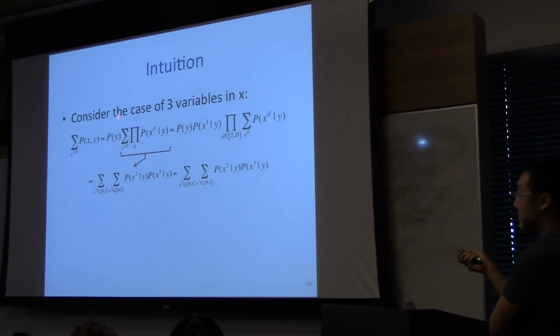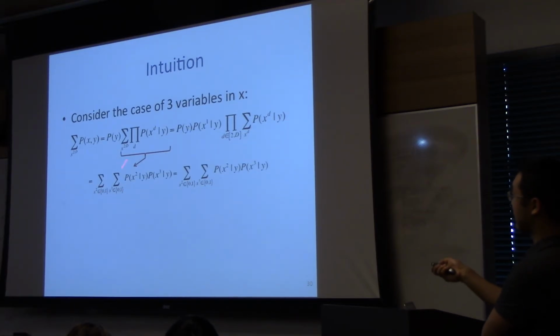So we can write out this part as basically a product over two variables, the second and the third variable. And then this sums over all possible combinations of the second and third variable. So this is just that equation.